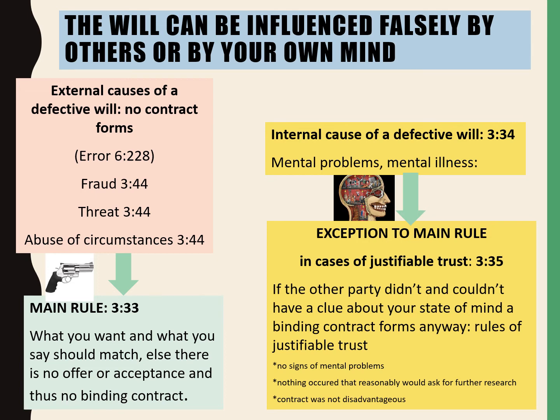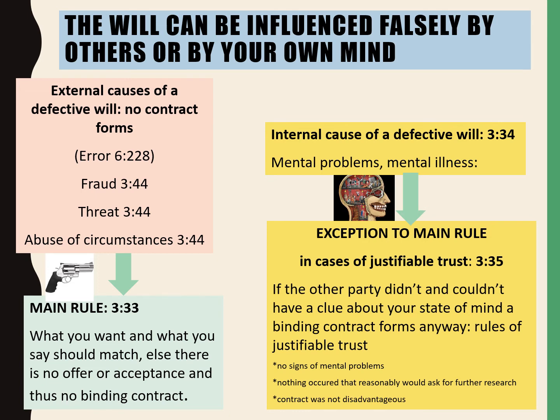There is an additional rule for people with mental illnesses or mental problems that have a defective will caused by that. The main rule is still valid. The person with the mental illness has a chance to say, listen, I will make an appeal on 333. What I said and what I wanted didn't match, so there is no binding contract. I did not participate in a binding contract. The other party though, maybe us, that did business with them, can say, listen, we didn't see anything that was strange about this person. We paid a reasonable price. We didn't do anything wrong.